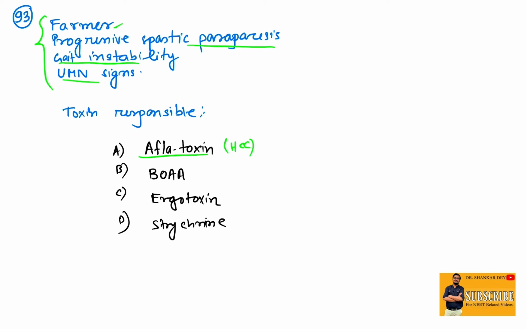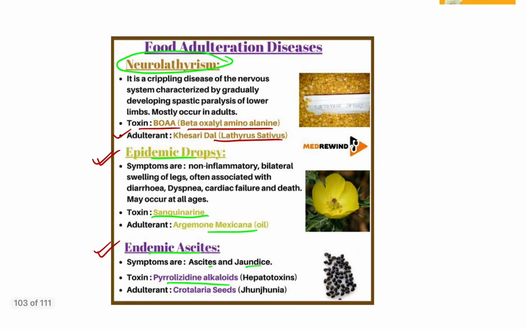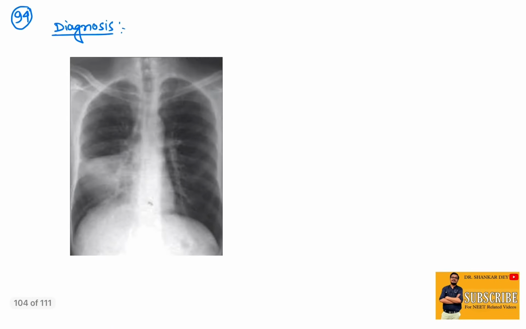But for this question, these are features of neurolathyrism. So neurolathyrism is caused by BOAA, beta oxalyl aminoalanine.